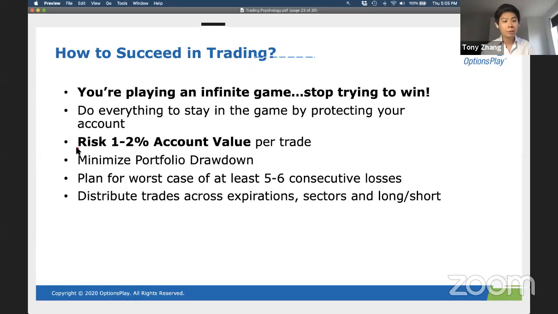One of the ways to do that is to never risk more than 1% to 2% of your account per trade, so that each individual trade never is a large percentage of your portfolio. That means that if you have this one losing trade that blows a 1% hole in your portfolio, guess what? It's much easier to let go of that 1% loss than if that trade lost 10% of your account. You want to always minimize your portfolio drawdown at all times, and make sure that you plan that at some point you may have 5 to 6 consecutive losses in a row.